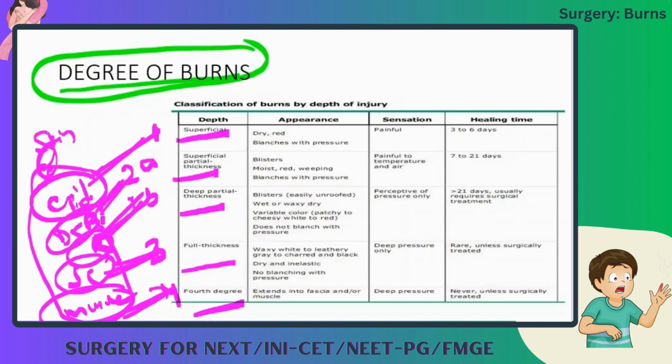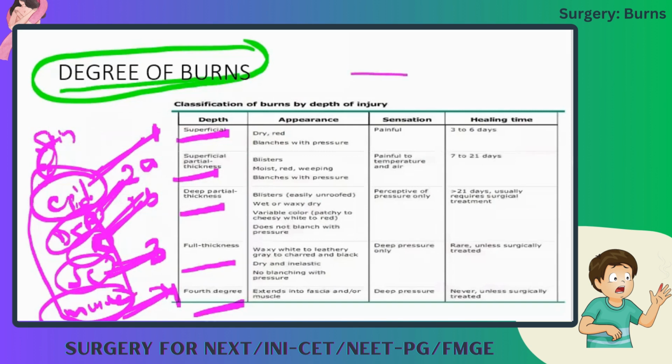Is it okay? Yeah. So can you say it again, please? Epidermis first degree, dermis 2A. Dermis has two parts, papillary dermis and reticular dermis. Papillary dermis is superficial partial thickness. Reticular is deep partial thickness. If subcutaneous tissue is involved, it is full thickness, and if muscle is involved, it is fourth degree. Okay, sir. Thank you.